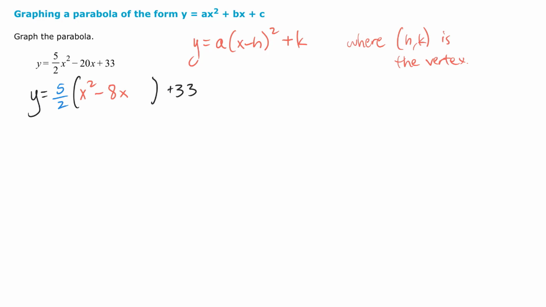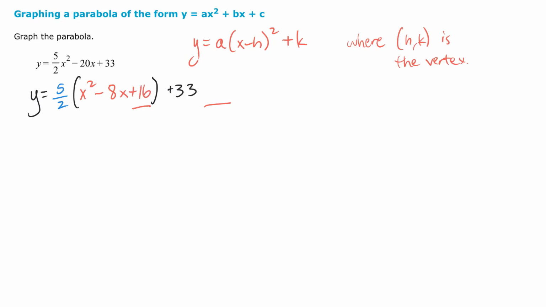So we left two spaces here. We left a space here, and we're going to leave a space here to complete the square. So divide this middle term by 2, which is 4. 8 divided by 2 is 4. Then square it, which gets you 16. So we're going to add 16.